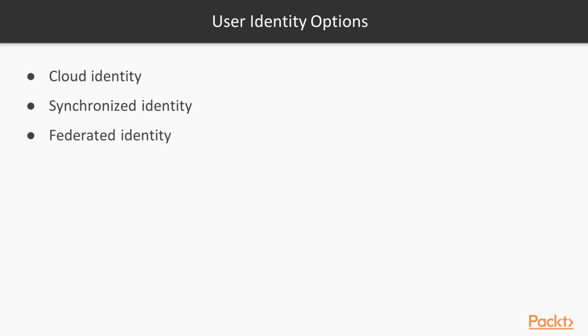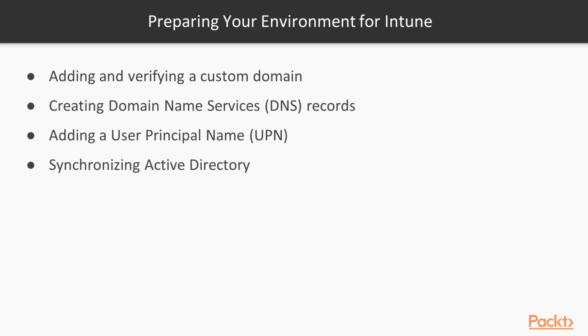I've used the synchronized identity model in my lab using Azure AD Connect. This configuration is outside the scope of this course, but let's have a high-level look at the required steps. These are the same steps you would carry out if you were configuring Office 365 for your organization. Add and verify a custom domain name with which your users are familiar and comfortable. You can do this in the Office 365 or Azure portals.